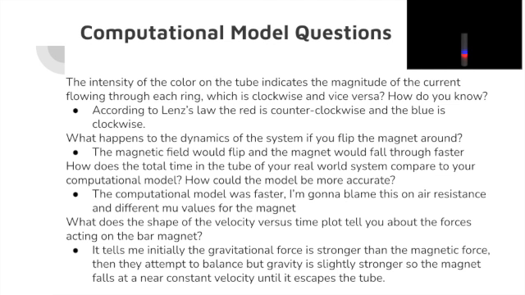How does the total time in the tube of the real-world system compare to your computational model? And how could the model be more accurate? The computational model was faster. I'm going to blame this on air resistance and different mu values for the magnet. What does the shape of the velocity versus time plot tell you about the forces acting on the magnet? It tells me initially that the gravitational force is stronger than the magnetic force, and then they attempt to balance, but gravity is slightly stronger, so the magnet falls at near constant velocity until it escapes the tube.